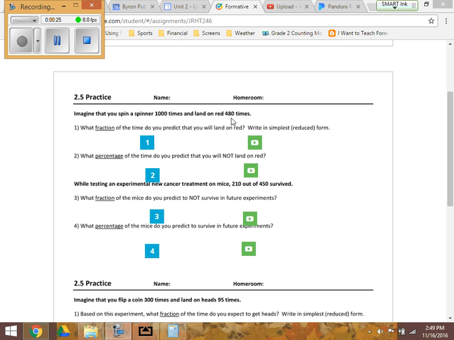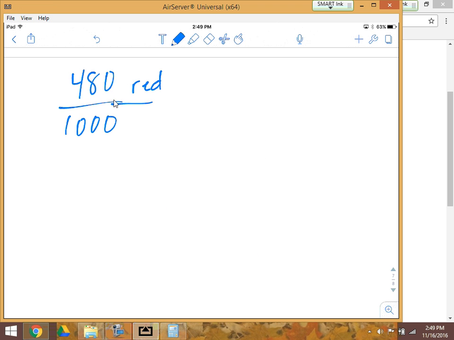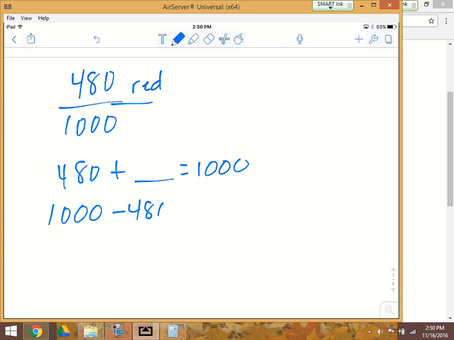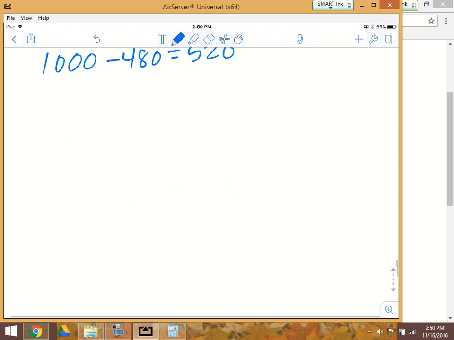Well, red is 480 out of 1,000, so let's start with that. So it's 480 red out of 1,000. So to get not red, it'd be 480 plus not red to get 1,000. So since we do that, I can take 1,000 and subtract 480 to get 520, which is not red. So my new fraction here is going to be 520 over 1,000.